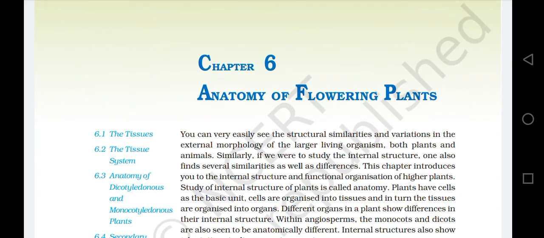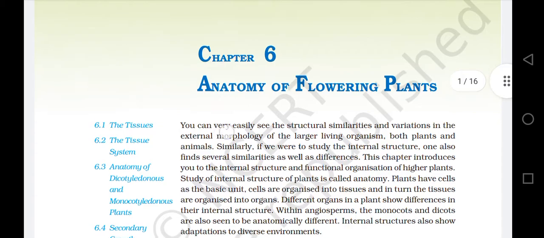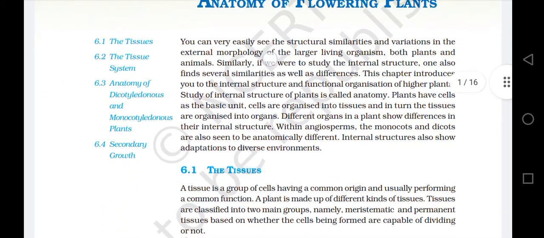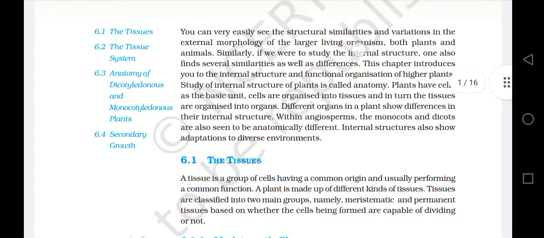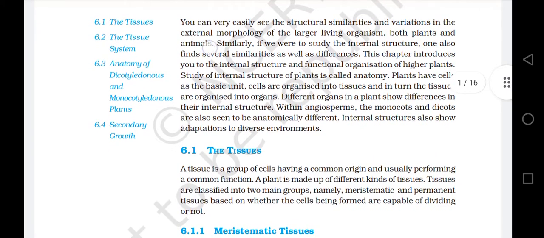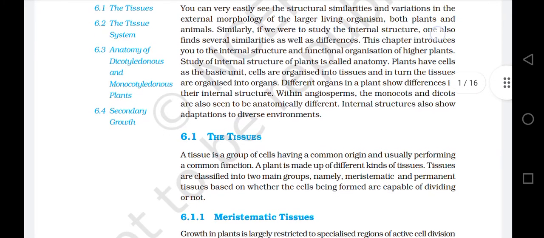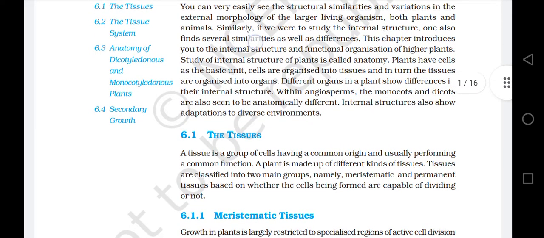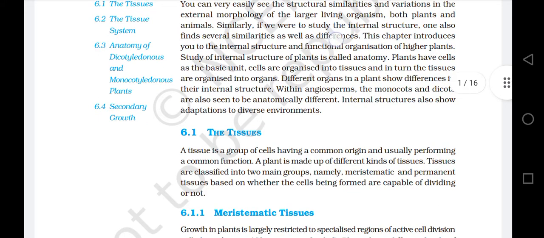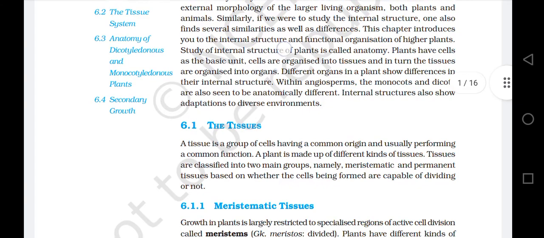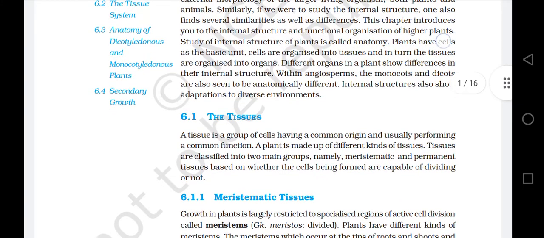11th Biology NCERT, Chapter 6: Anatomy of Flowering Plants. You can very easily see the structural similarities and variations in the external morphology of the largest living organisms, both plants and animals. Similarly, if we were to study the internal structure, one also finds several similarities as well as differences. This chapter introduces you to the internal structure and functional organization of higher plants.